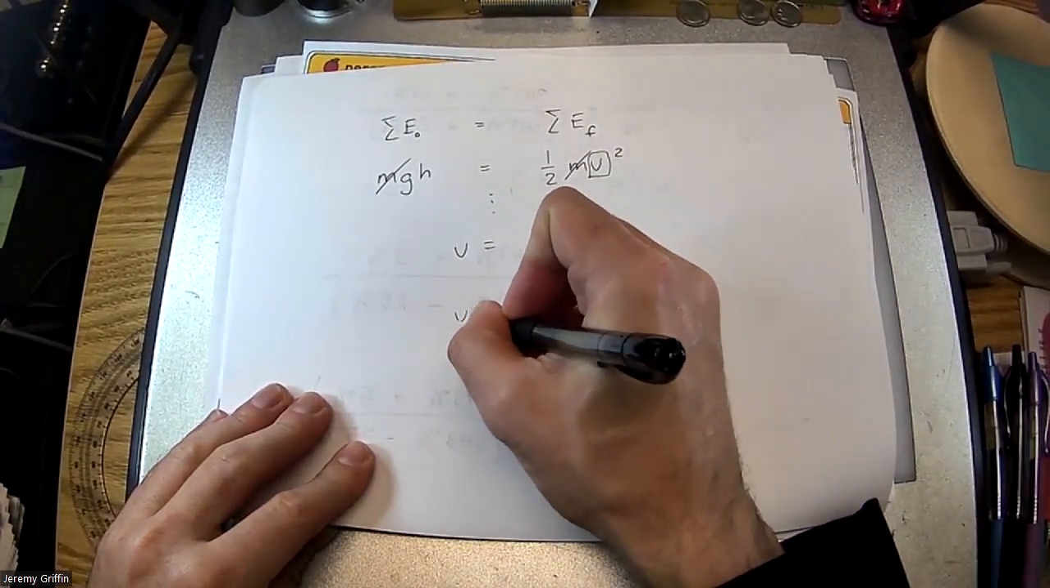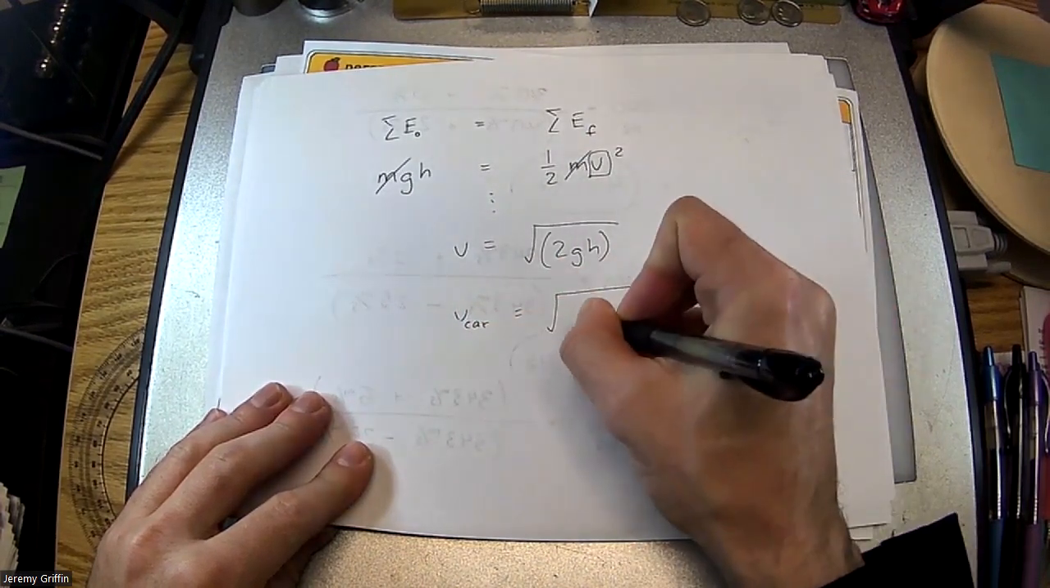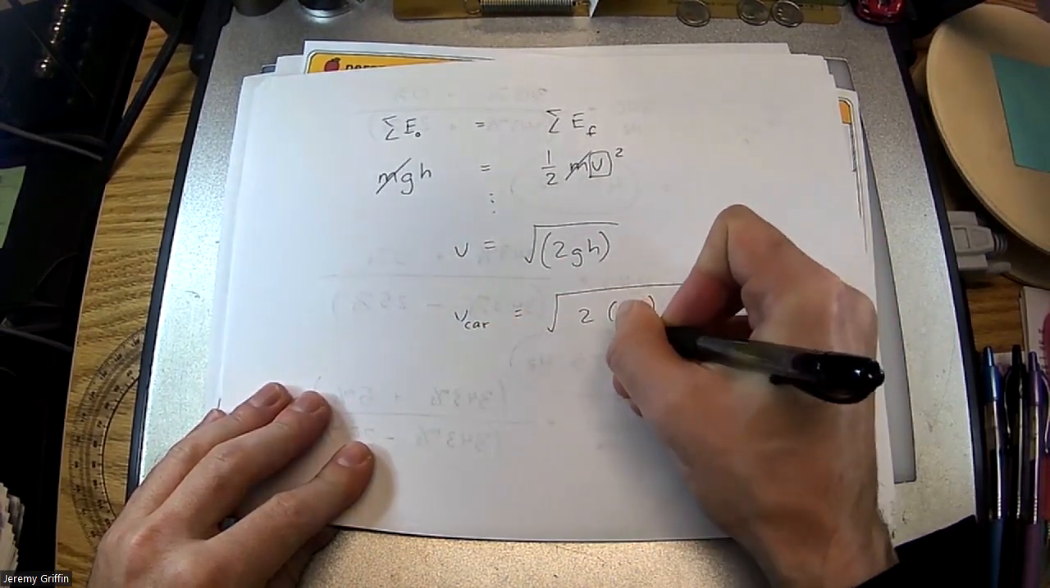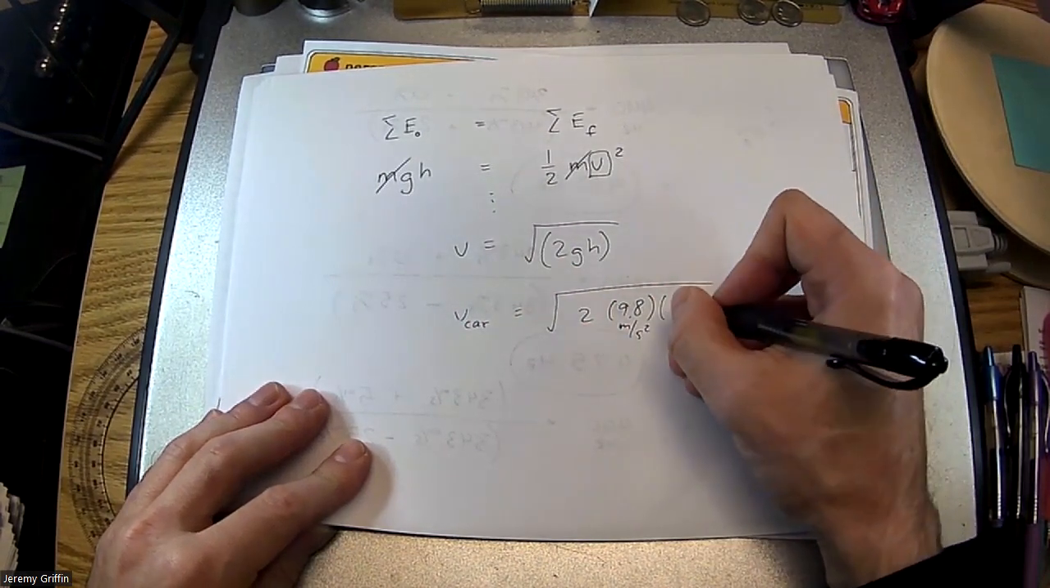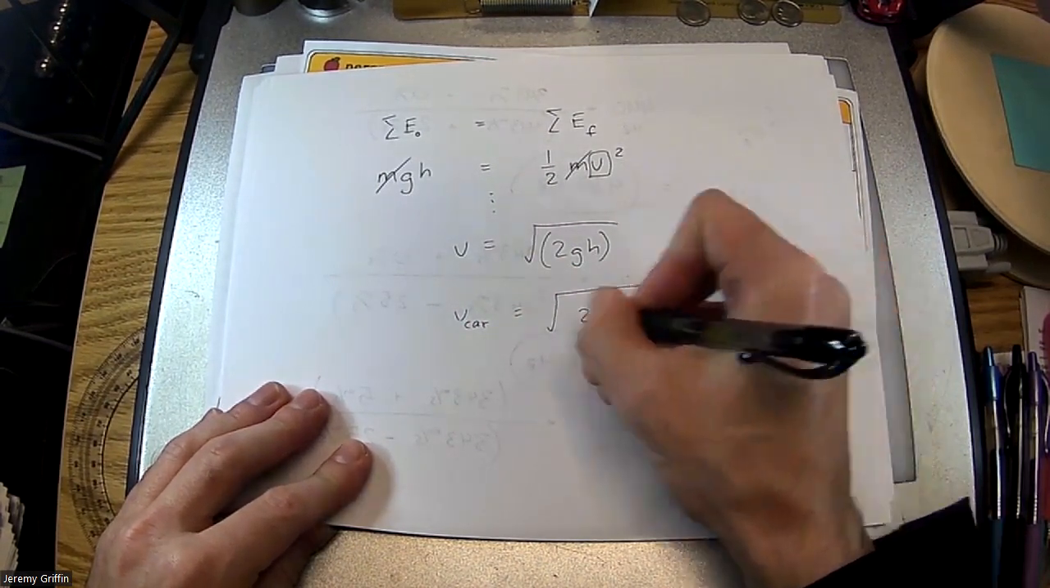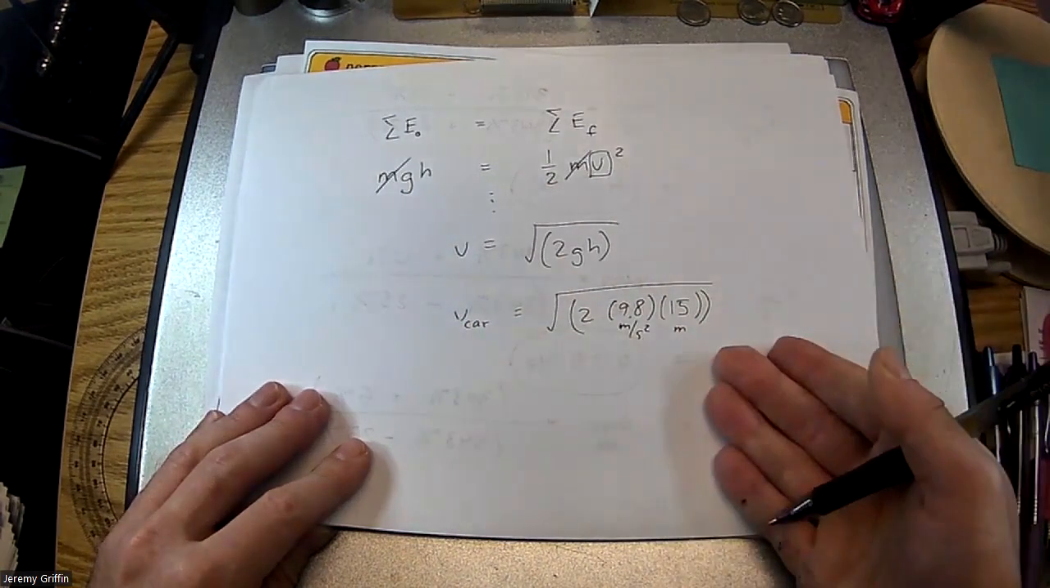Square root 2gh. So let's figure out the speed of the car at the bottom of the hill. g is 9.8 meters per second squared, and then whatever the height of the hill is. My hill is 15 meters tall. Make sure it's all square rooted. Now you've got the speed of the car.